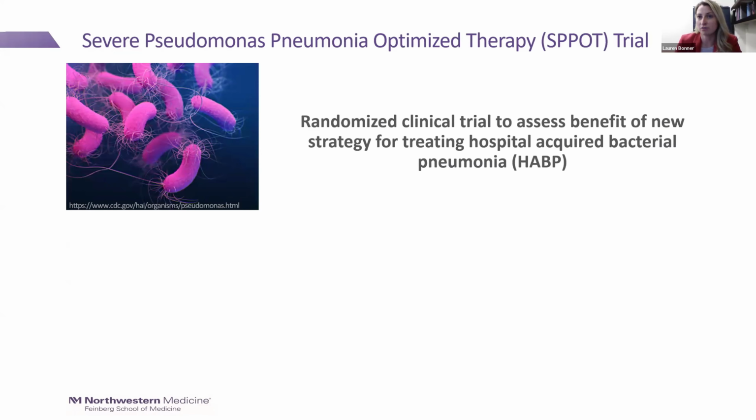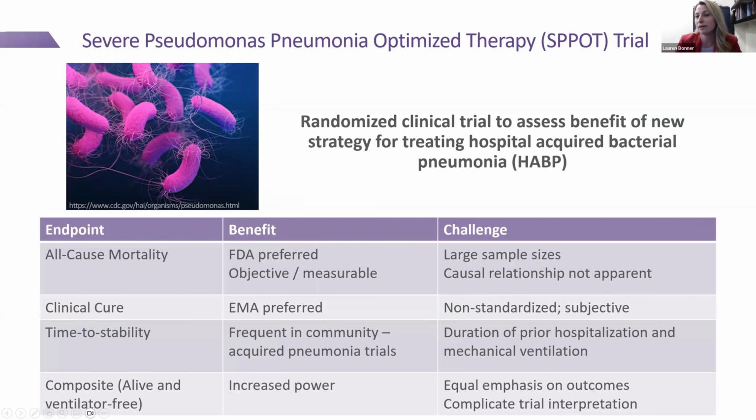So the motivation around this work was really a grant proposal to study a new treatment strategy for hospital-acquired bacterial pneumonia, which is one of the most common healthcare-associated infections. Study planning, of course, involved a discussion of endpoints and how we were going to decide if this new treatment strategy really works. And so we talked through a variety of endpoints, all of which had various benefits and also challenges.